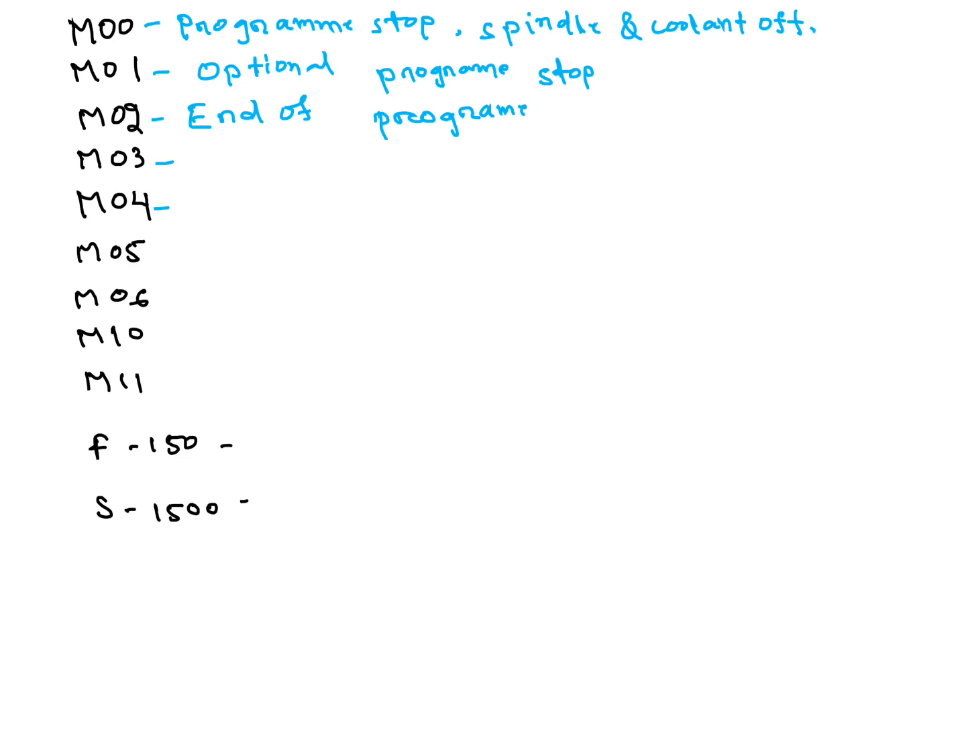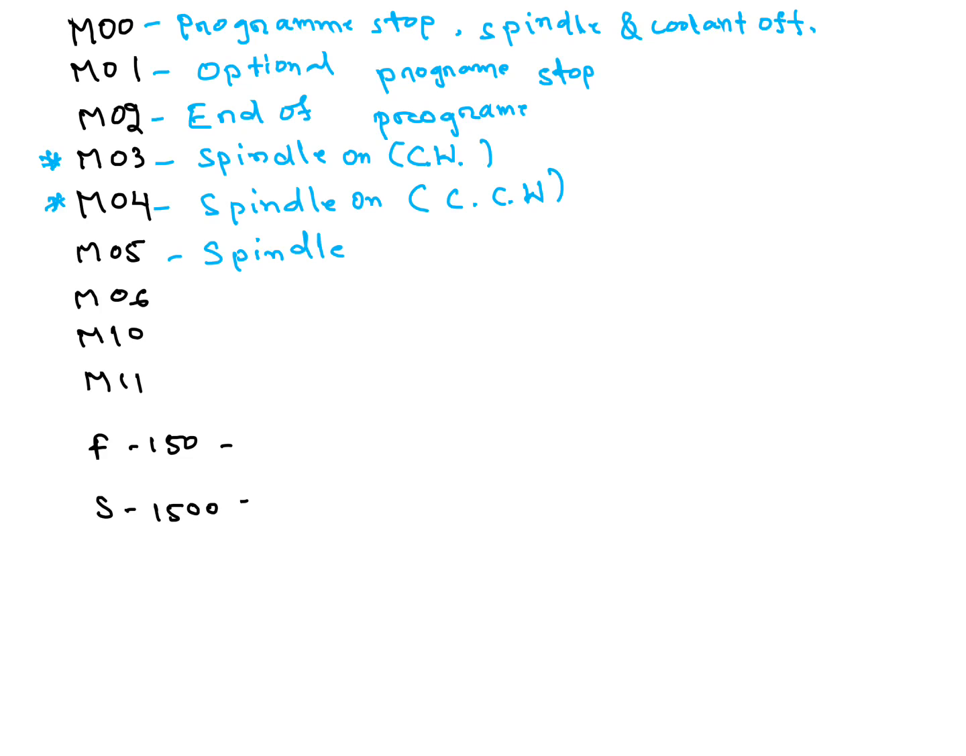M03 and M04, these two are very important. M03 is spindle on clockwise. M04 is spindle on counterclockwise. These two are very important, M03 and M04. Then M05, spindle stop. M06, tool change.